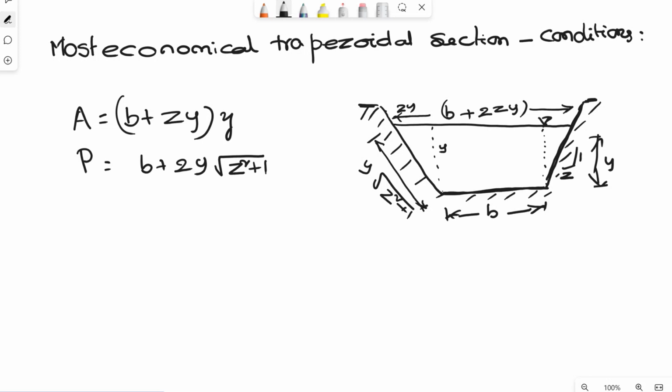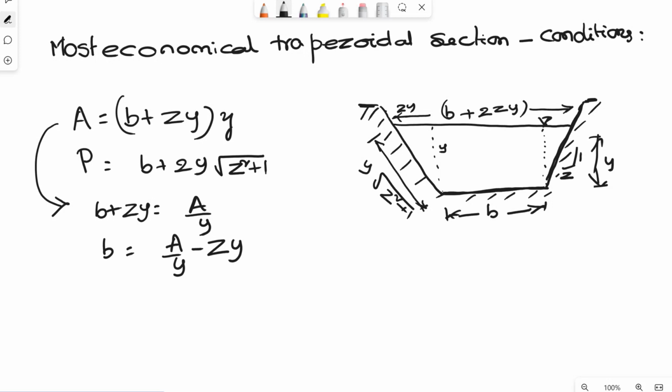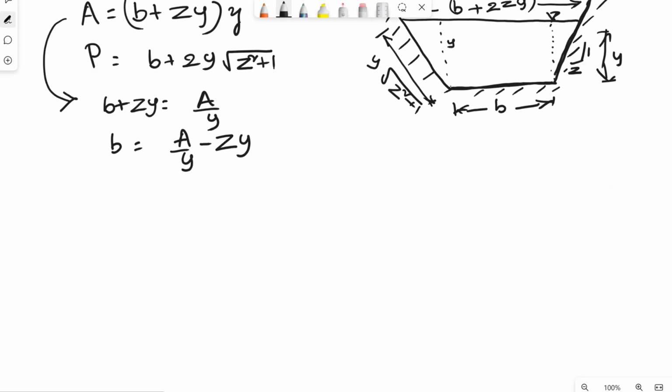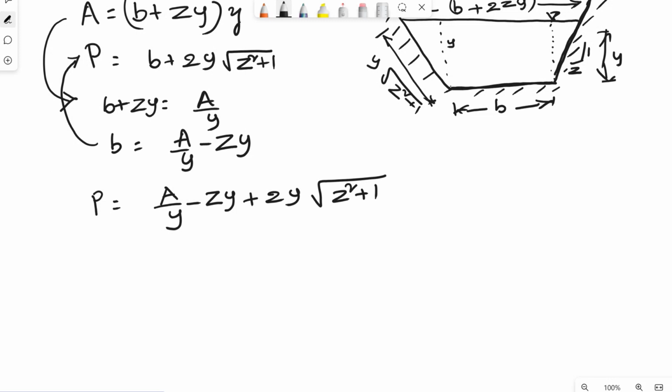Now, from the first one, I can write B plus zy is equal to A by y, or B is equal to A by y minus zy. You should understand why I am writing this after seeing the rectangular section derivation. Now I will put this in the second equation. Then P is equal to, instead of B, A by y minus zy, plus 2y into square root of z square plus 1.